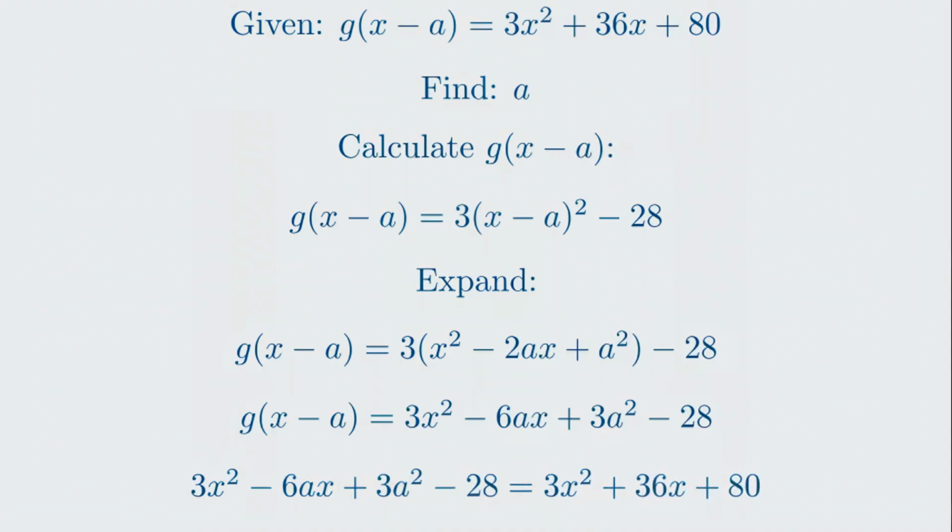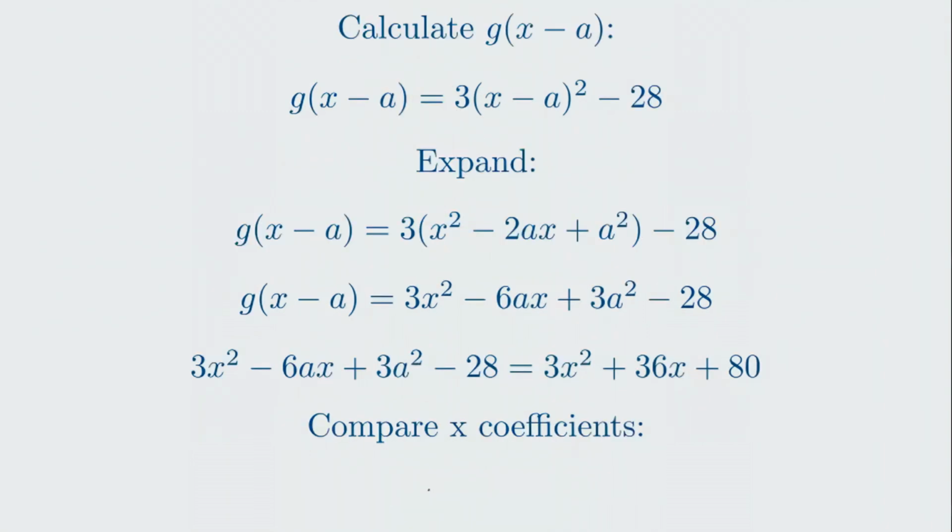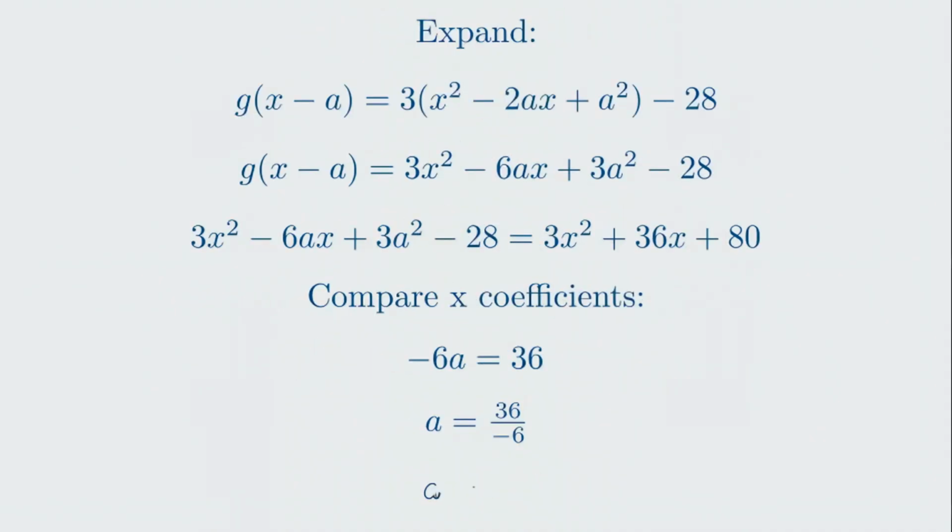Let's compare the coefficients of the x term. On the left, the coefficient of the x term is negative 6a. On the right, it's positive 36. Setting them equal, we get 6a equals 36. Now we can easily solve for a. Dividing both sides by 6, we find that a equals 6.